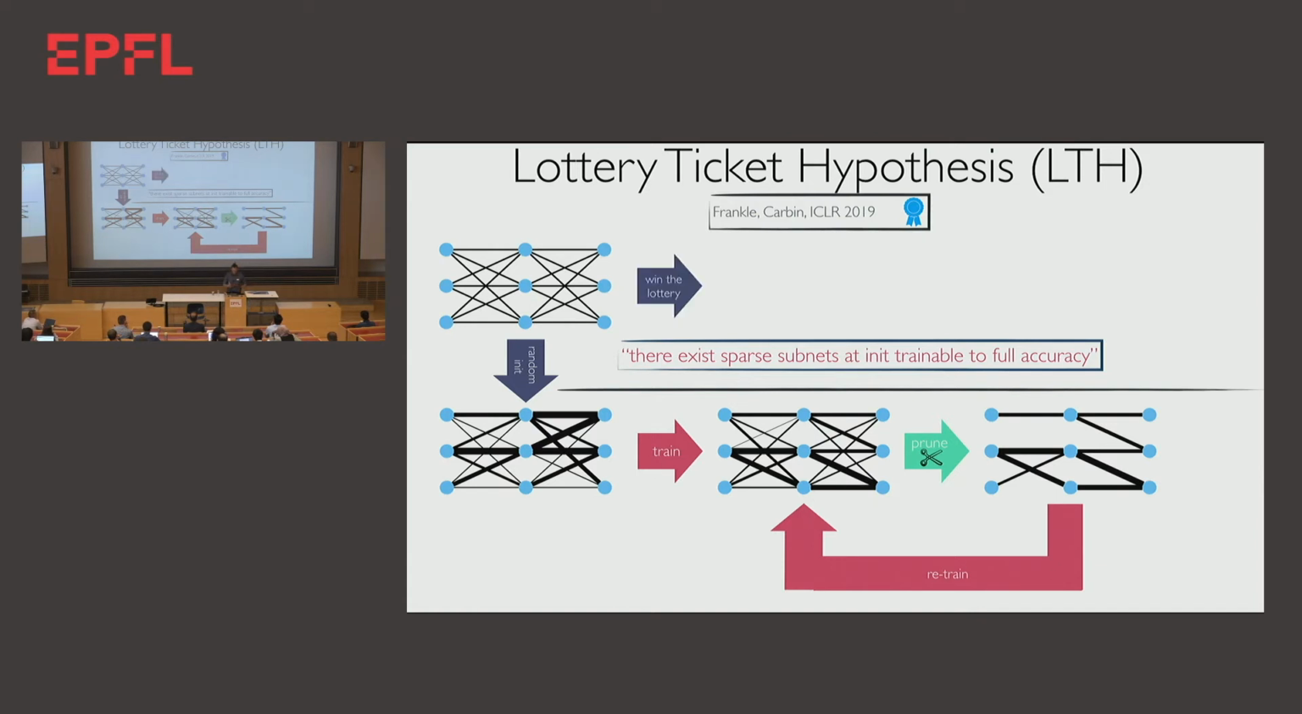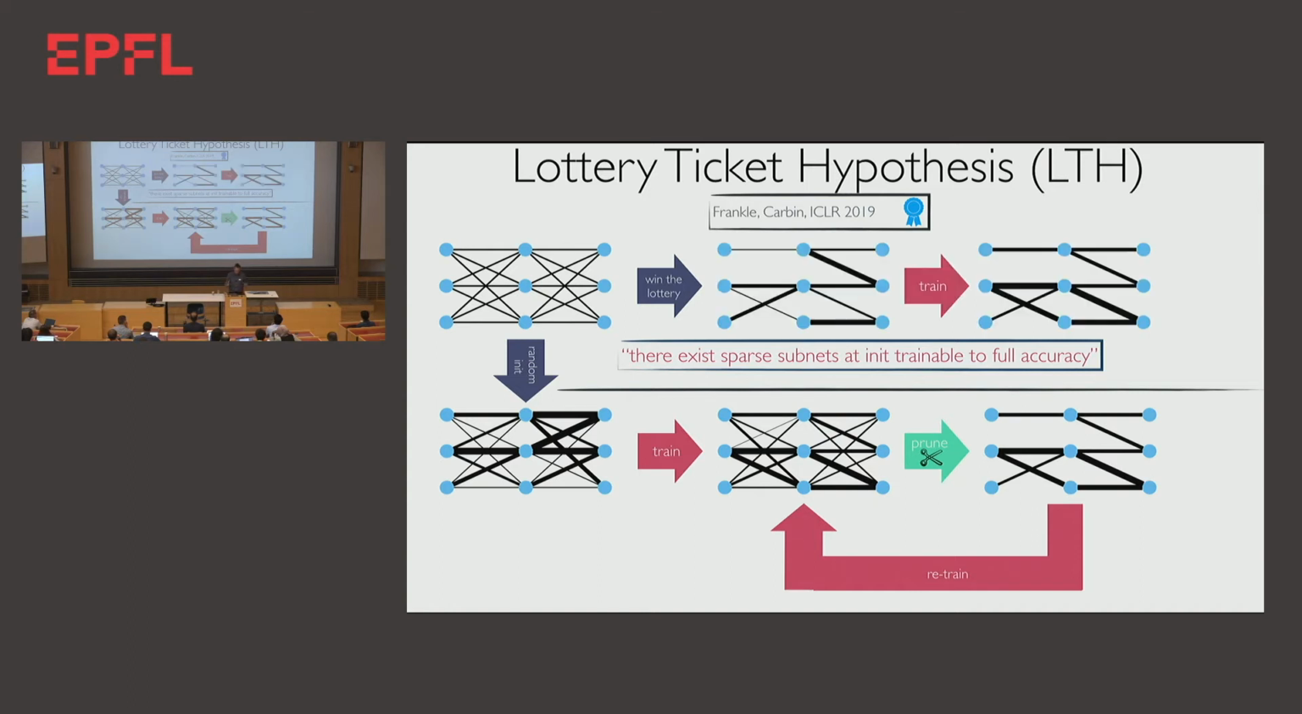So the main key here is, how do you win the lottery? But again, the main premise of this idea is that maybe you can completely avoid the burden of training a dense model before you sparsify and compress it. Okay. So of course, this idea had a lot of excitement.